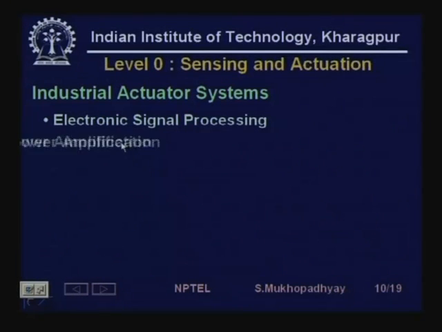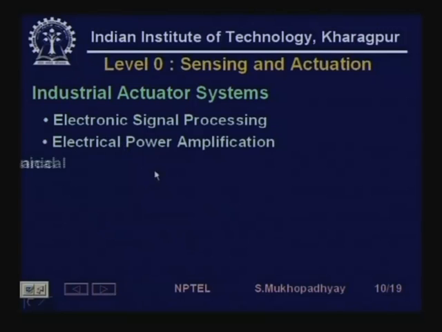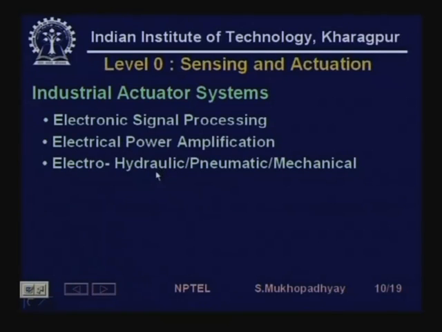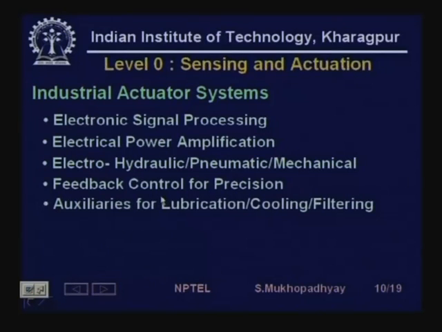In industrial actuator systems, you will again find electronic signal processing, you will find power amplification, as we have said, you will find electrohydraulic, pneumatic or mechanical elements, and you will find feedback control for precision, so that the exact value will be reached. You will find lots of auxiliaries, because these devices are generally power devices, so they need additional auxiliary systems for lubrication, cooling, filtering, etc.